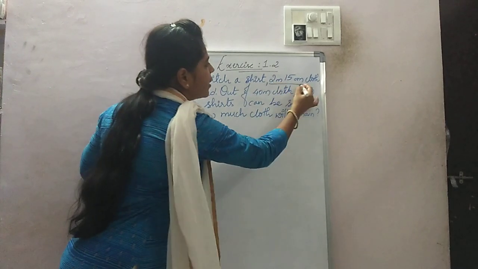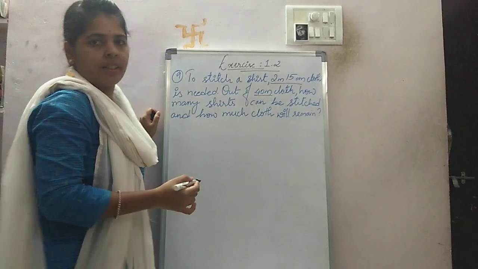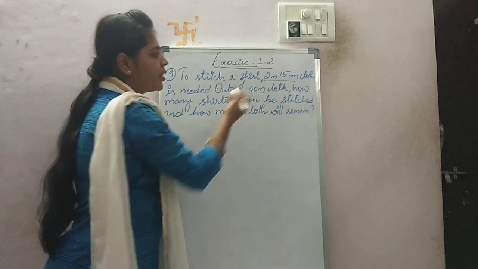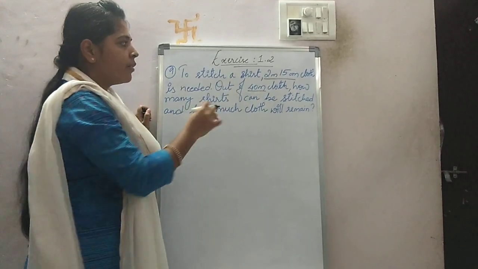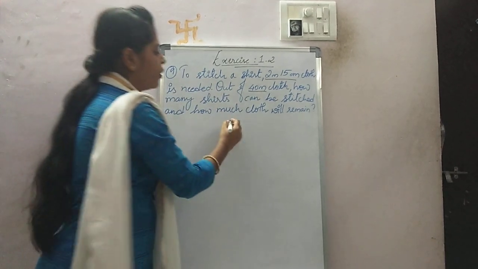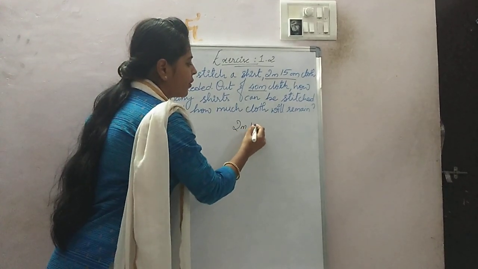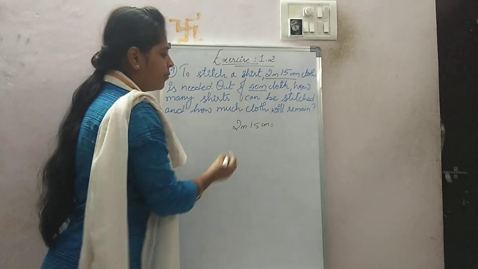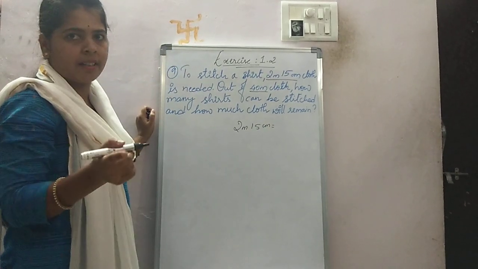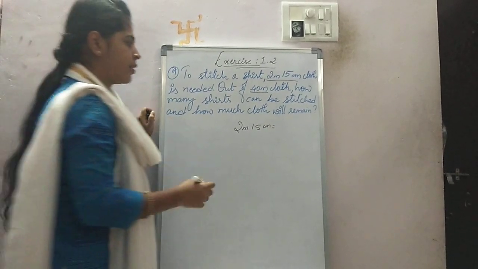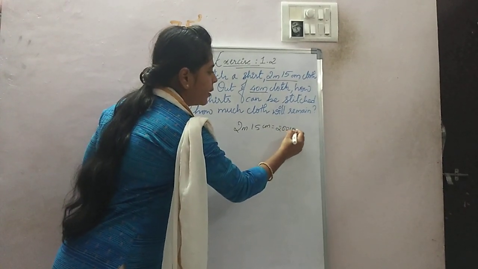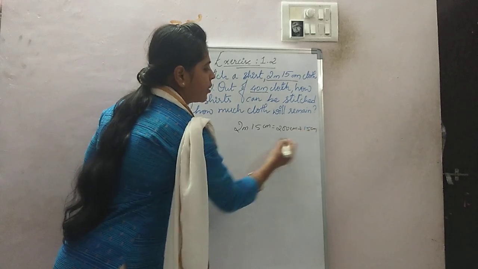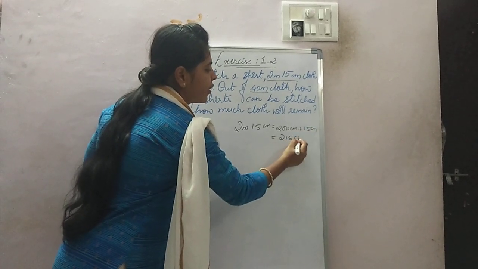2 meter 15 centimeter and 40 meter is given. The dimensions, means the units, are different here. So whenever you have to calculate the problem, you have to convert it into the same unit. So 2 meter 15 centimeter will become, as you already know that 1 meter is 100 centimeter, already you have learnt in your previous classes, okay, so it will become 200 centimeter plus 15 centimeter. So total it is 215 centimeter.